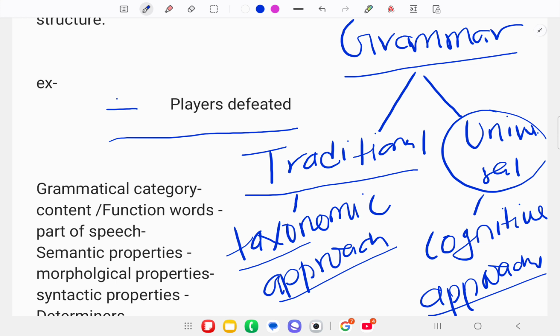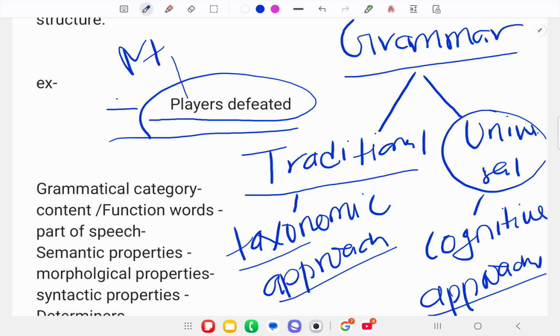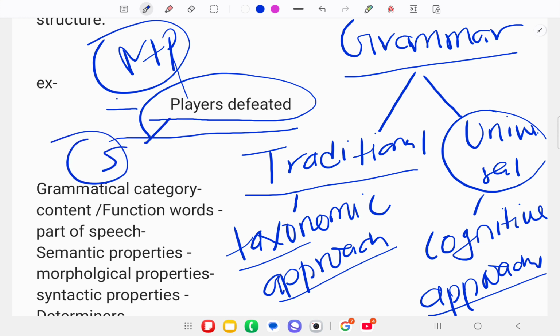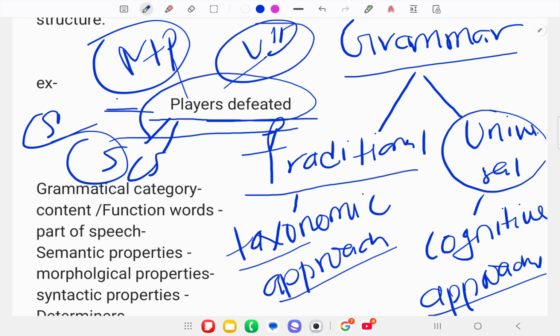In this one case we can directly say that this is the sentence. In another case we can say that in "player" this is the noun plus plural form. In one case we can say this is the subject. In one case we can say this is the subject, this is the predicate. In one case we can say this is the subject and this one is the verb, second form. This is what we study under the traditional grammar.